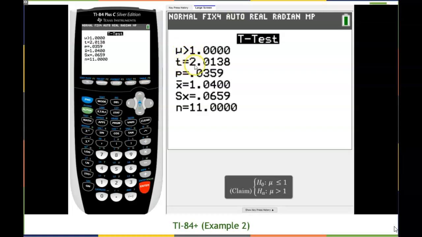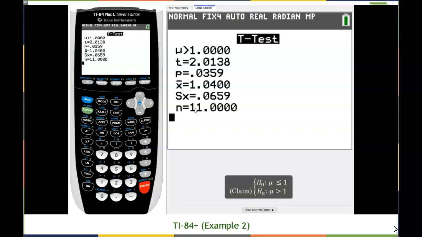My t-value is 2.0138. My p-value is 0.0359, and it gives me my average for my sample, my standard deviation for my sample, and my n value. Now, it ran all the math in the background, but I personally have to come up with my decision.